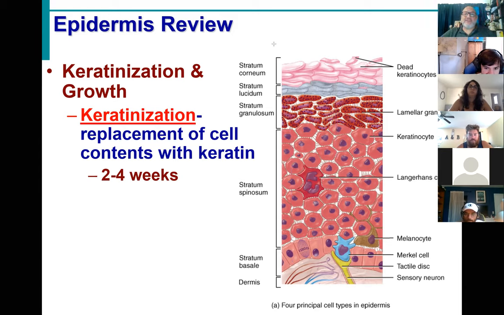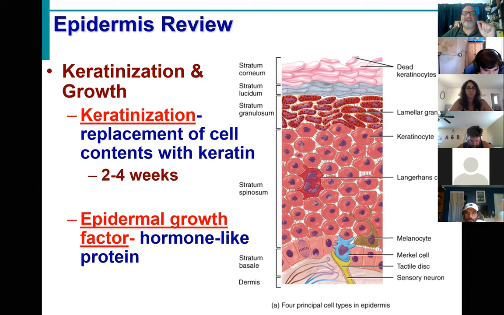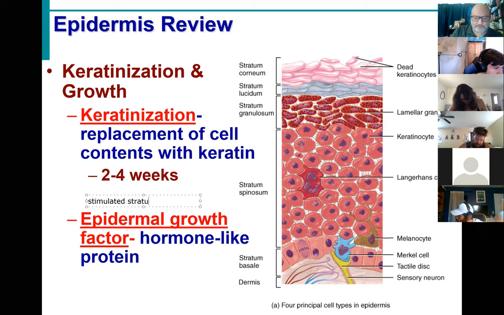Now, 4 weeks doesn't seem like that long of a period of time. Seems like a pretty quick time to have a completely new epidermis. However, what happens when you're riding your bike and you fall off and you skid up your knee? Does it necessarily take a full month for that skin to replace itself? No, because when the tissue is irritated or damaged, our skin produces a hormone-like protein. This is not a hormone, but it's a protein that acts very much like a hormone called epidermal growth factor. And epidermal growth factor basically stimulates the stratum basal to make more cells and to mature them more quickly.